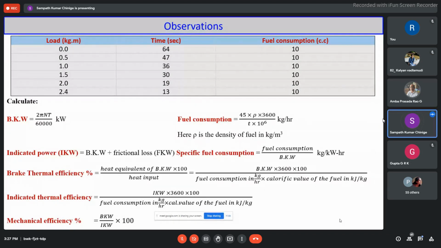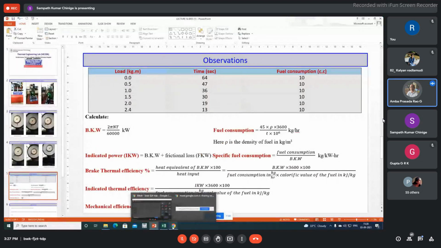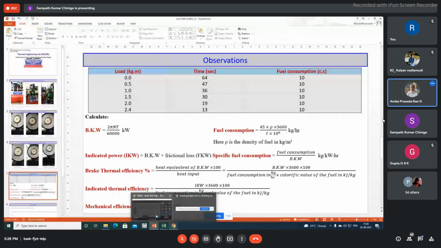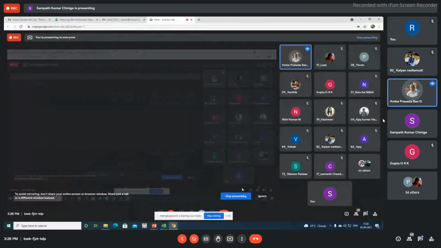So somebody is writing, Karthik, what should we take as the value of density of fuel? I said, no, 832 kg per meter cube, or 0.832 is the specific gravity of fuel. Specific gravity.